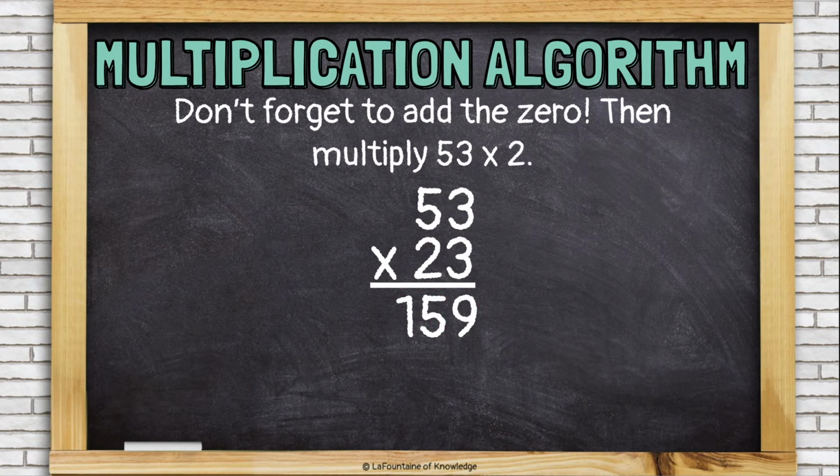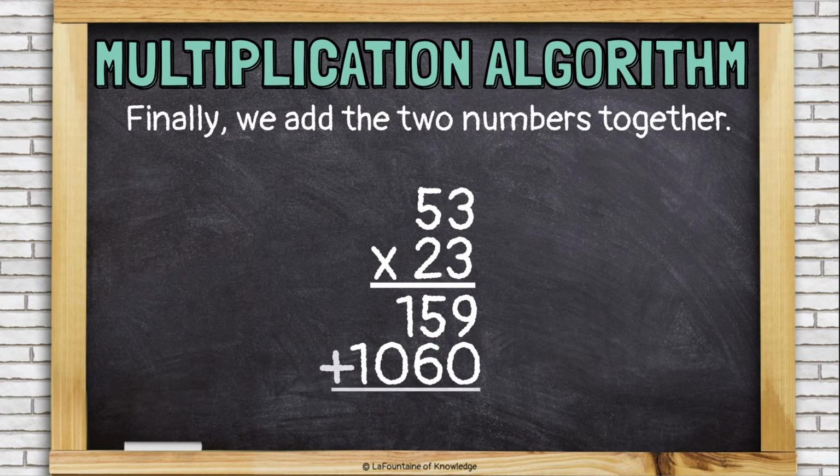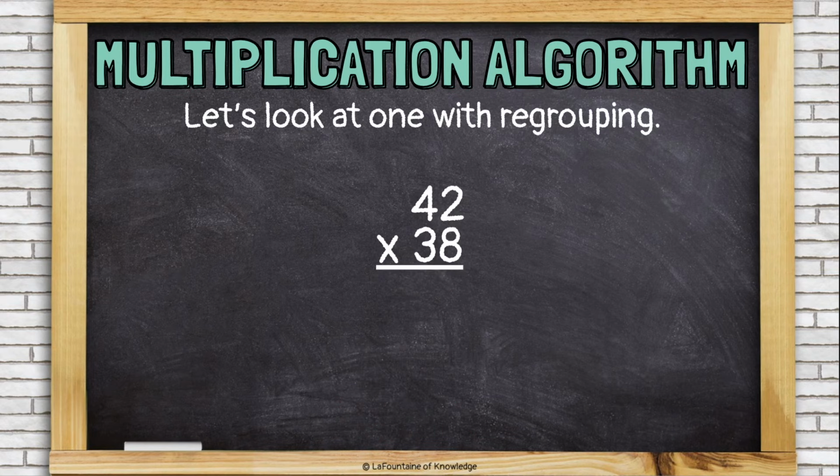Moving on to the next number, don't forget the 0. 2 times 3 is 6, and 2 times 5 is 10. And then we just add the two numbers together to get our final answer, which is 1,219. All right, now we're ready for 2 digits times 2 digits with regrouping.